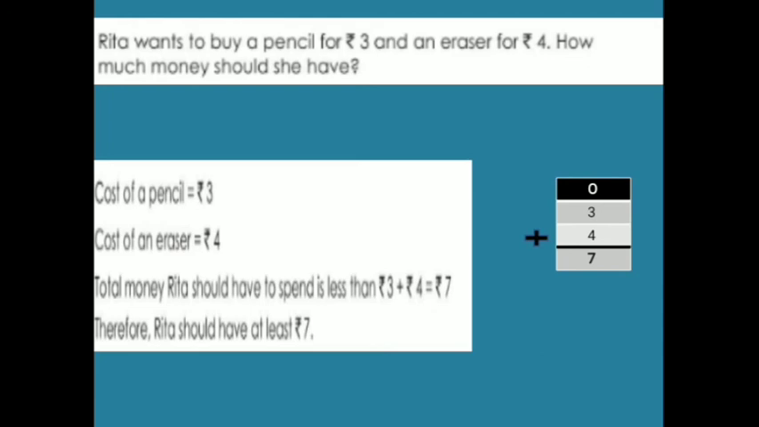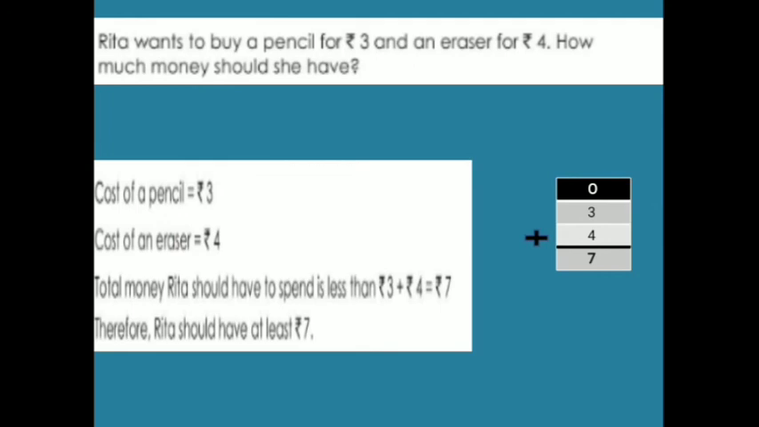Okay children, I hope you all have understood the chapter. In this chapter we have learned about different types of coins and notes. There are 4 different types of coins which we have in India. That is 1 rupee coin, 2 rupee coin, 5 rupee coin and 10 rupee coin. In a similar way we have many notes too, like 10 rupee note, 20 rupee note, 50 rupee note, 100 rupee note, then we have 200 rupee note, then 500 rupee note and 2000 rupee note.